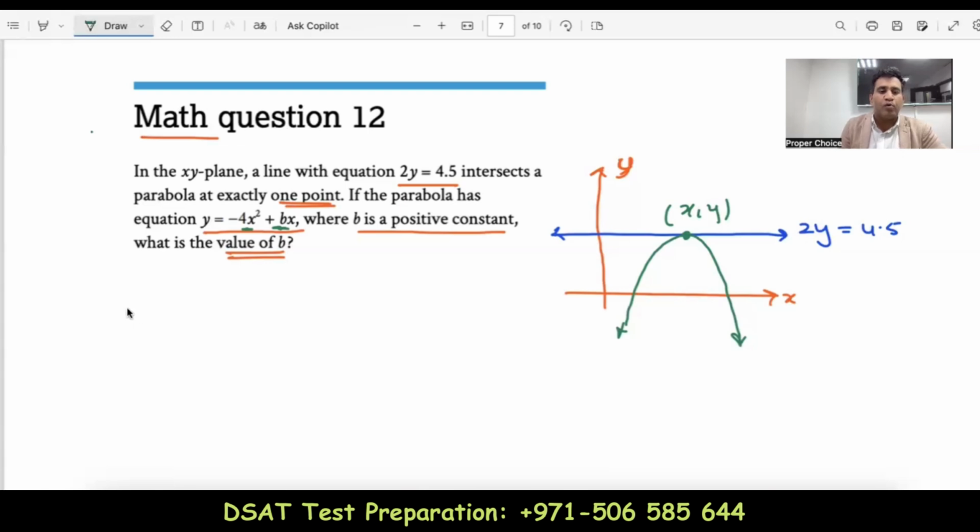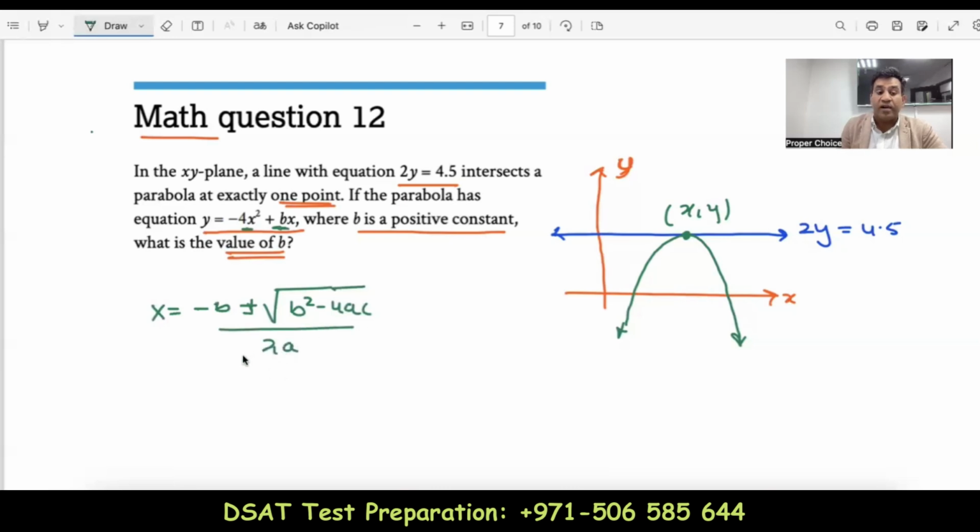How do we solve quadratic equations? By using the quadratic formula. If you remember it, well and good. If not, for this kind of question, please remember this. To find the quadratic values, we use the quadratic formula: x equals minus b plus or minus the square root of b square minus 4ac, this whole thing divided by 2a.